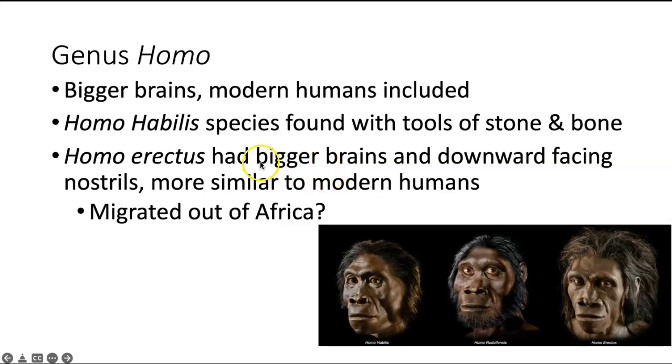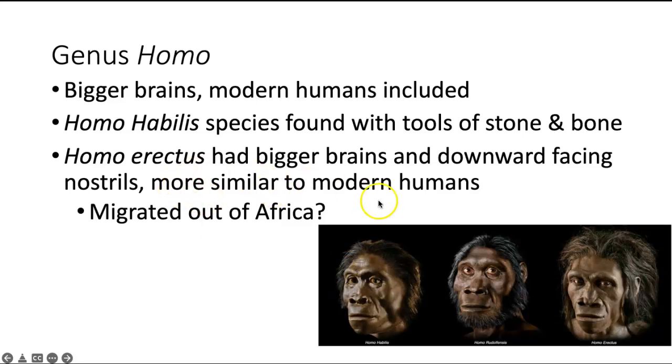Next, we're going to talk about genus Homo. They had bigger brains, and modern humans are included in this genus. The first one is Homo habilis. Habilis means handyman. This is a species that was found with tools of stone and bone. Here's habilis right here, what we think he looked like.